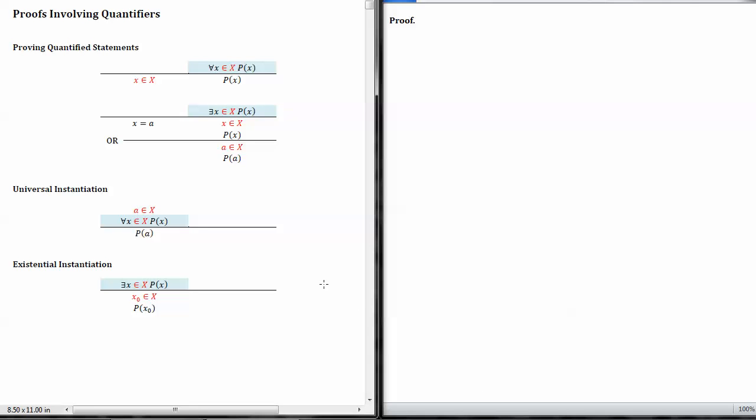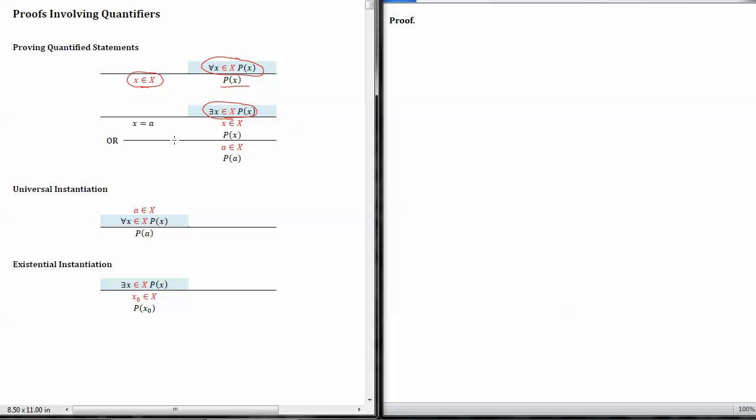For this problem, we're going to first of all prove a statement of the form for all x in X, P of x. And to do that, we're going to let x be an arbitrary element of X, so that's a given. And then we're going to prove that P of x is true for that arbitrary value of x. And then inside of that, we're going to have a goal of the form there exists x in X such that P of x. And we're going to use the first method here to prove that.